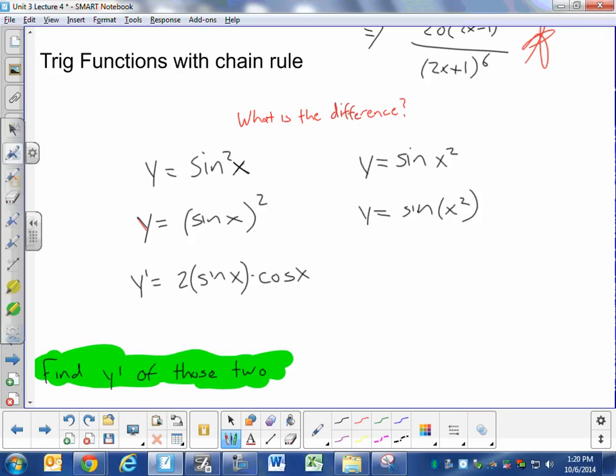But we're using the chain rule, and we get 2 sine x cos x. The second one, can't use the product rule. Make sure we know that this is not like sine times x squared. Thank goodness that's on our bell. The outside function is the sine. We would take the derivative of the outside, leave the inside alone, then multiply it by the derivative of the inside. The outside function can be a trig function.